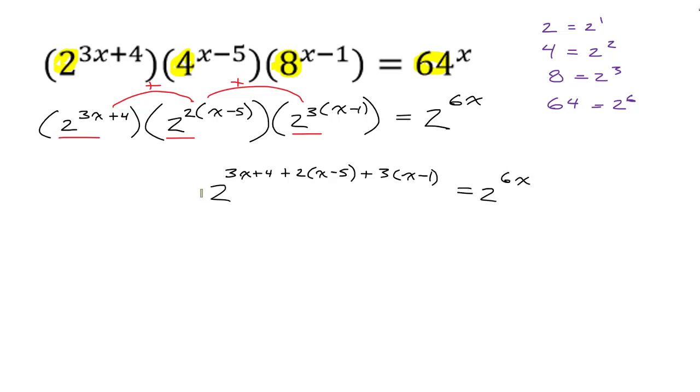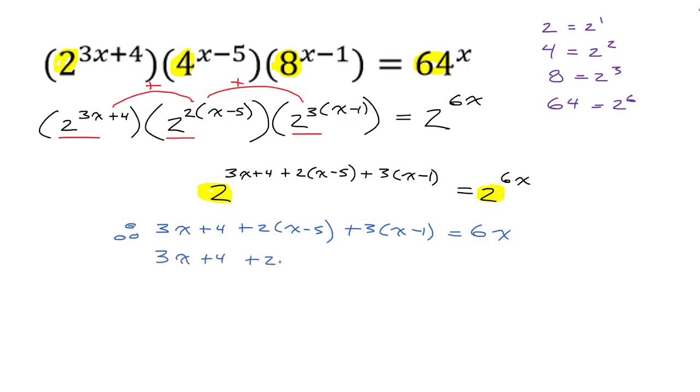Now look, we have one base, one base. The two sides are equal, the bases are equal. Therefore, the exponents have to be equal. So therefore, 3x plus 4 plus 2 times x minus 5 plus 3 times x minus 1 has to equal 6x. The rest of this is just easy distributing, simplifying, clean it up, away you go. So let's do that really quick here. I got 3x plus 4 plus 2x minus 10 plus 3x minus 3.